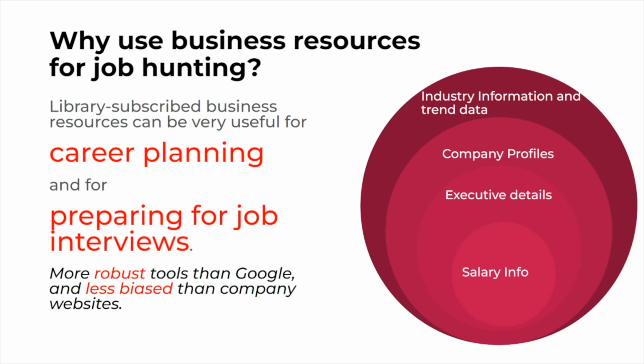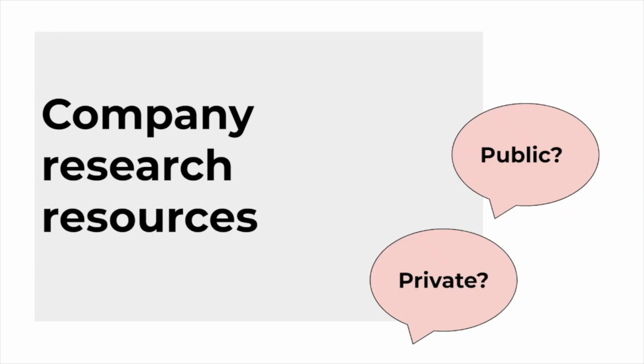So some of the things that you can find: salary information, executive details, so who makes up the executive team, and the company profile. With the company profile, looking at financials, so is the company financially healthy? What are its major subsidiaries, if it has any, or what are its product lines? And then the broader industry information and trend data, which Phil will be talking about.